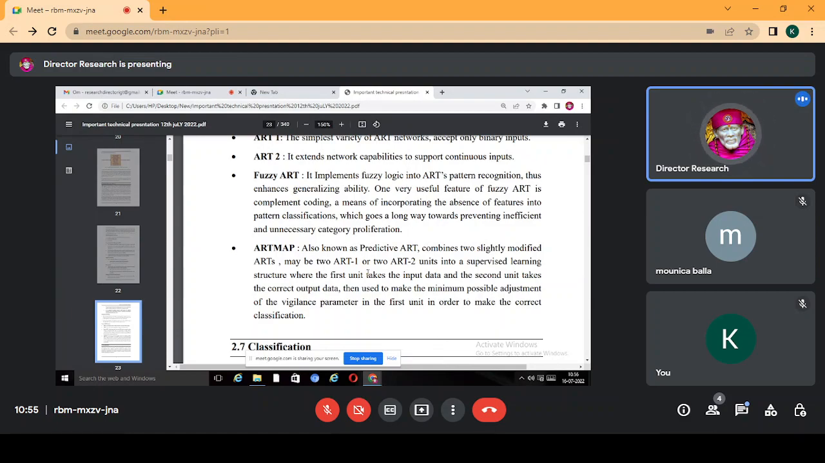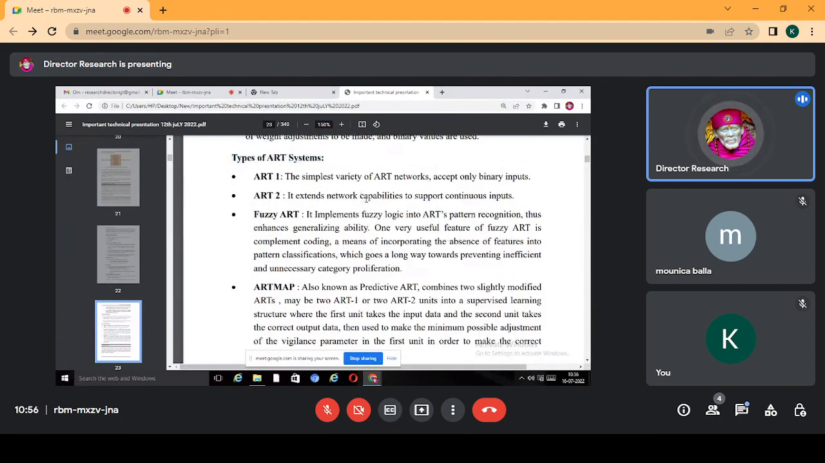ARTMAP, also known as predictive ART, combines two slightly modified ARTs, maybe two ART1 or two ART2. They form a supervised learning structure where the first unit takes the input data and the second unit takes the correct output data. It makes the minimum possible adjustments to the vigilance parameter of the first unit in order to make a correct classification. Mixing both ART1 and ART2 implies both Fuzzy ART and ARTMAP.